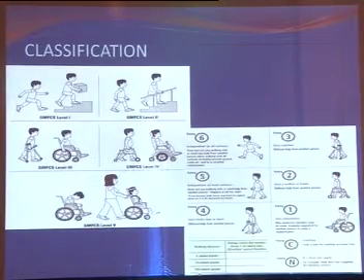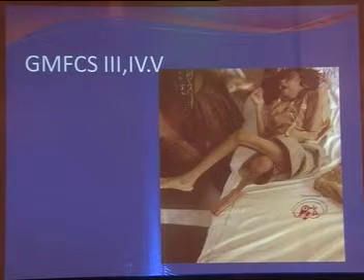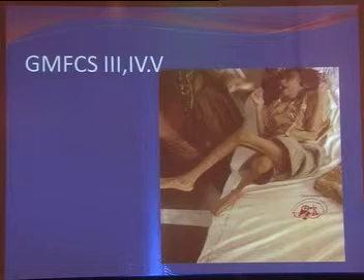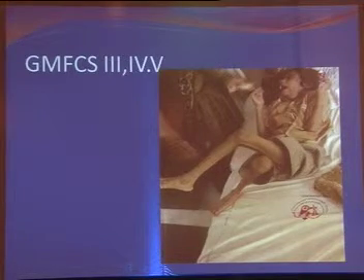There are many classifications, such as the topographical one, previously hemiplegia, paraplegia, diplegia, but now the recent one is the Gross Motor Function Classification System. This is divided into 5 grades. Grade 1 is a completely independent child, and grade 5 is completely dependent, with an attendant and a wheelchair for mobilization. These are mostly bedridden patients who either do not walk or lie in bed. These are grades 3, 4 and 5. Grades 1 and 2 are mobile.